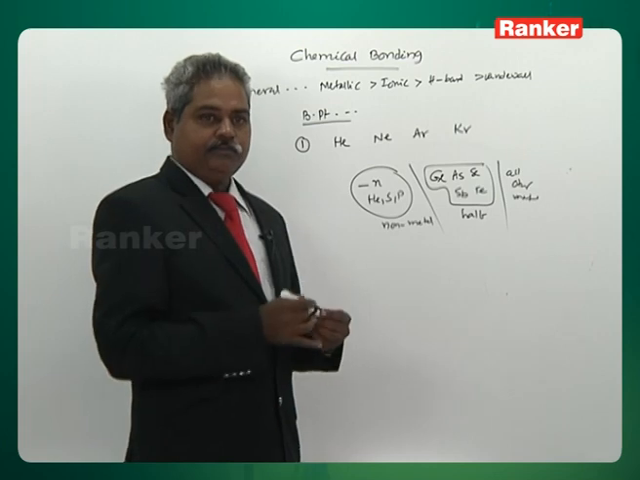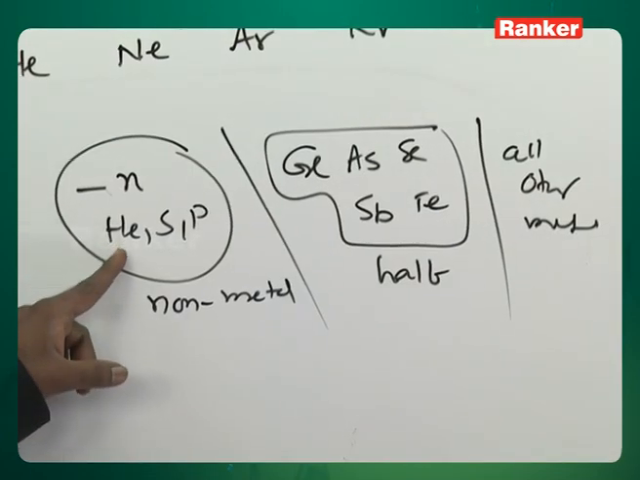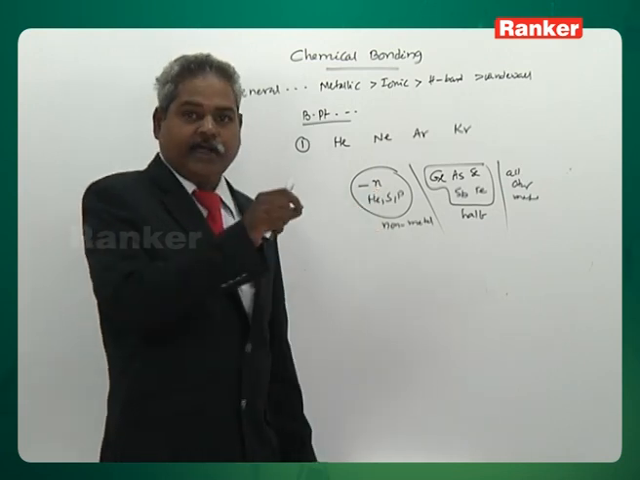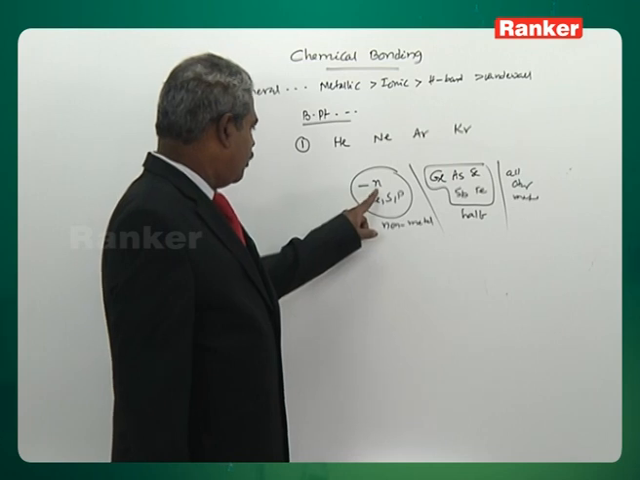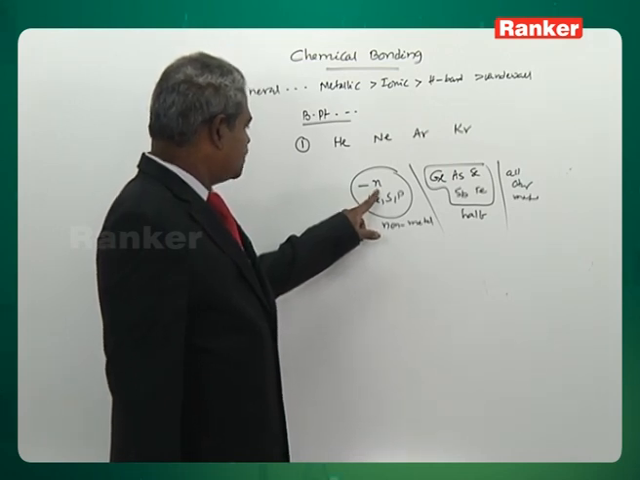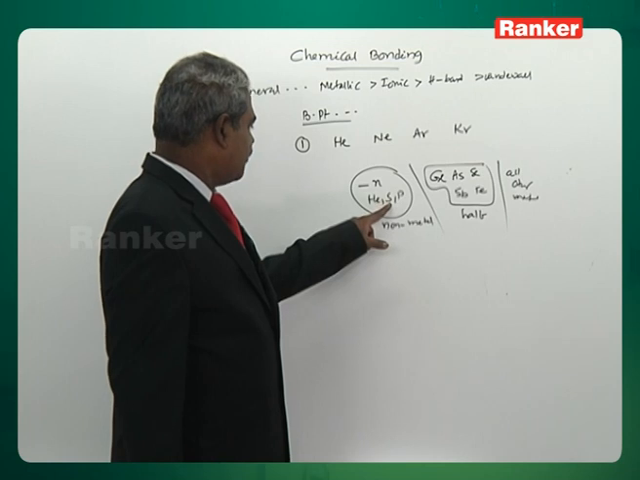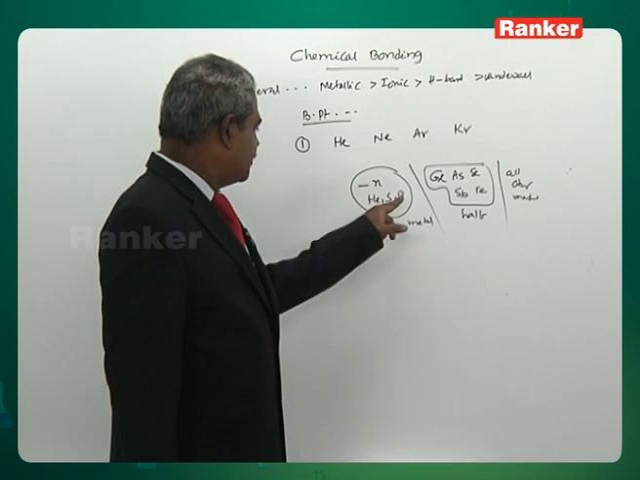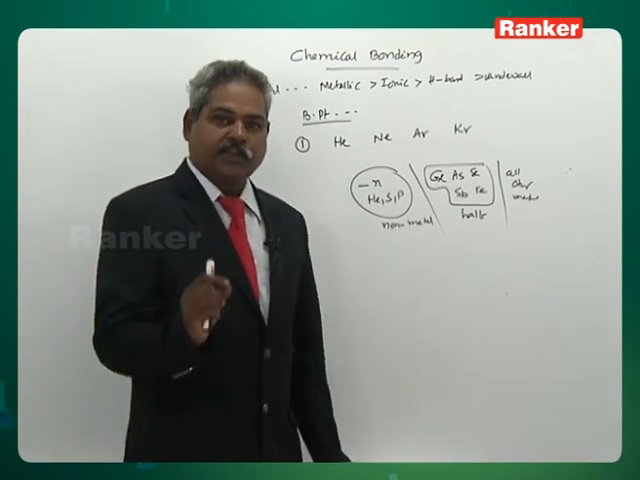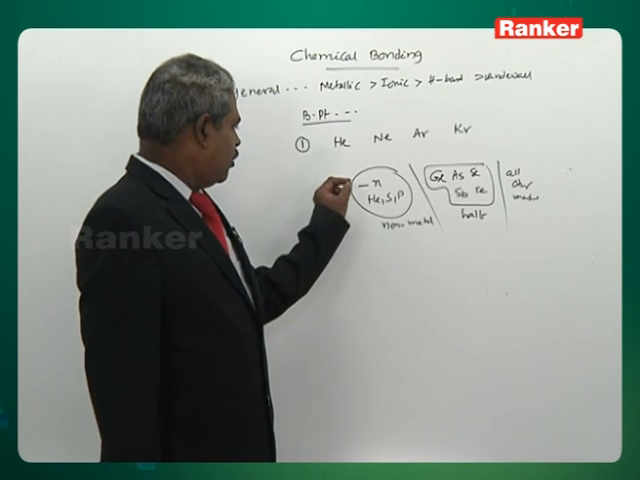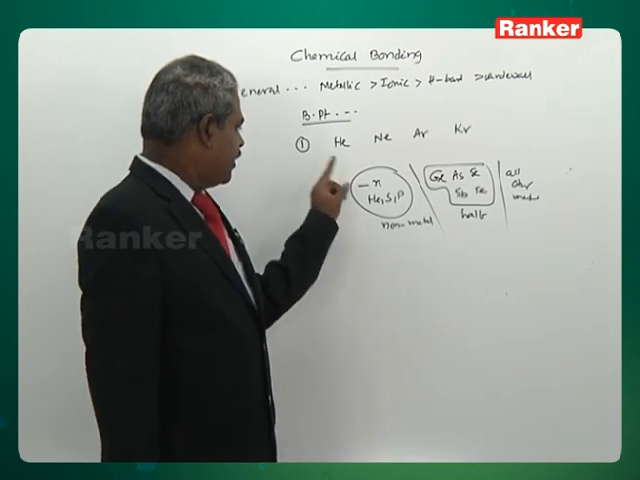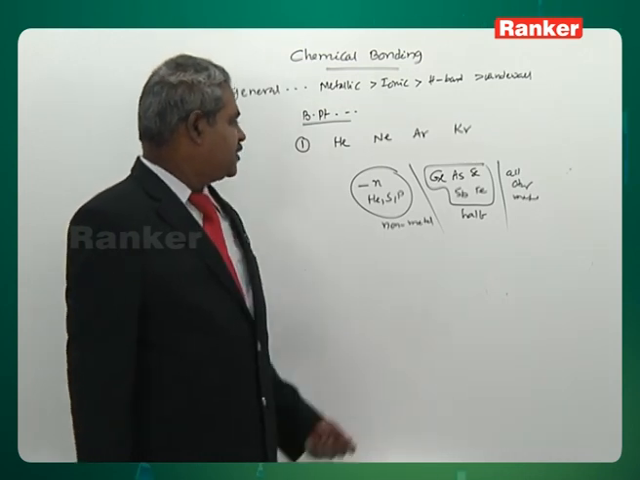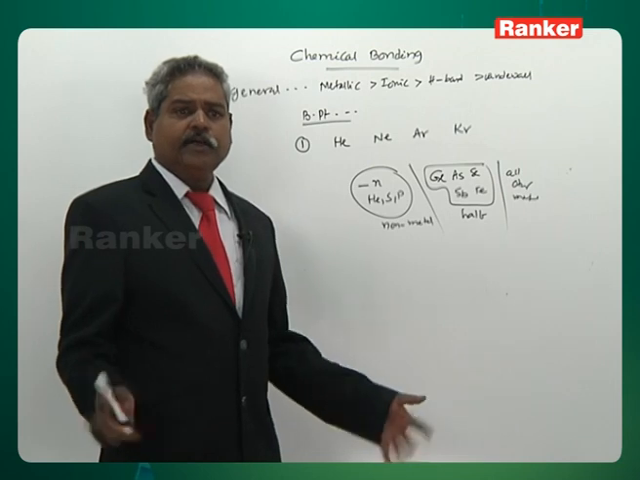Sounds ending in N: helium, neon, argon, krypton, xenon, radon. All of them are ending in N. Fluorine, chlorine, bromine, iodine. Oxygen, sulfur. Nitrogen, phosphorus. Carbon, silicon, boron, hydrogen. Except these three, all non-metals have N. So, all non-metals have names ending in the sound N. Germanium, arsenic, antimony, selenium, tellurium are half metals, and all others are metals, as simple as that.